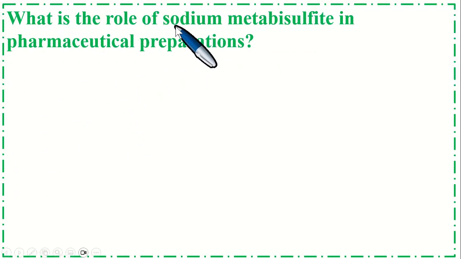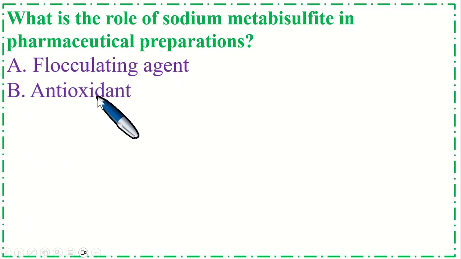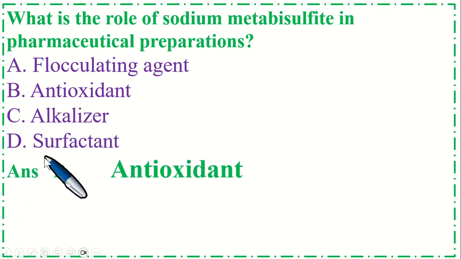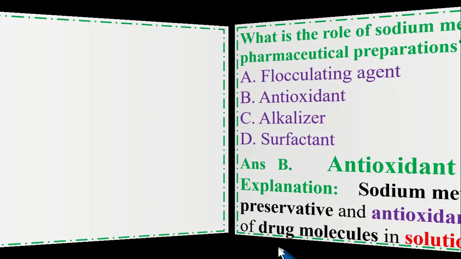What is the role of sodium metabisulfite in pharmaceutical preparation? Option A, flocculating agent, option B, antioxidant, C, alkalizer, and option D, surfactant. So the correct option is B, antioxidant. Sodium metabisulfite acts as a preservative and antioxidant to prevent oxidation of drug molecules in solutions.